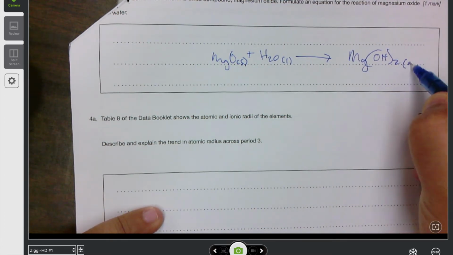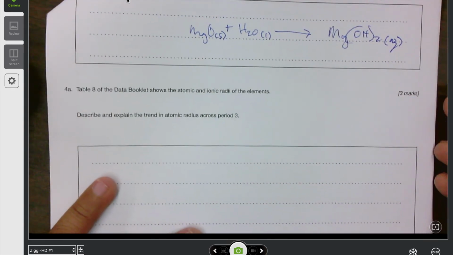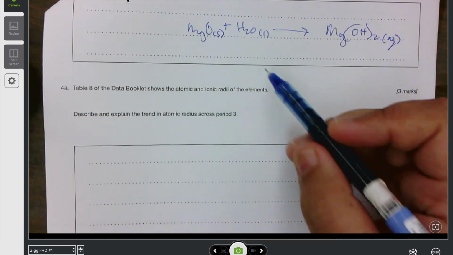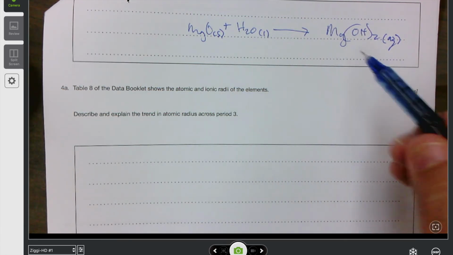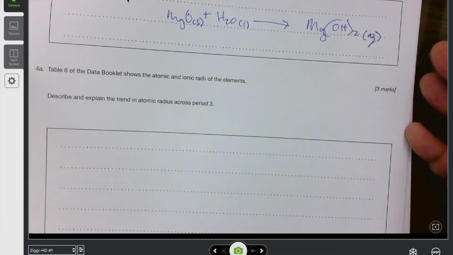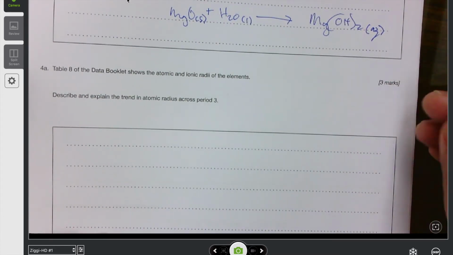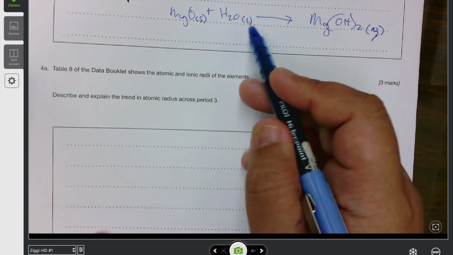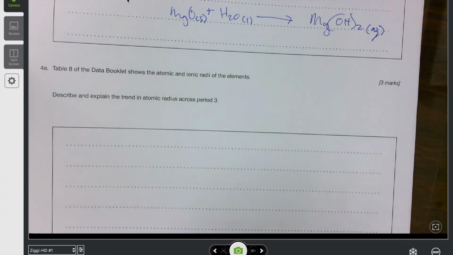Aqueous solution. Always write the state symbol. How do you know? Well, we've been experimenting on it. Acids and bases, you know, are solutions, so aqueous. Water, you know, it's liquid. MgO, the powder that we burnt, that was solid.